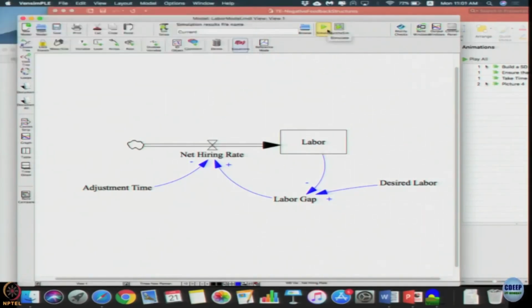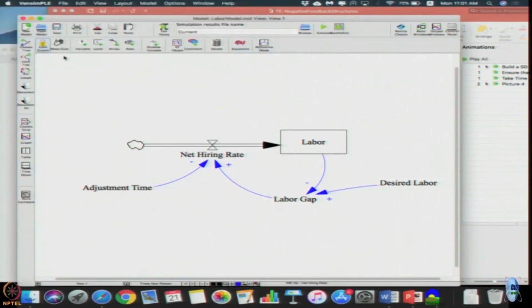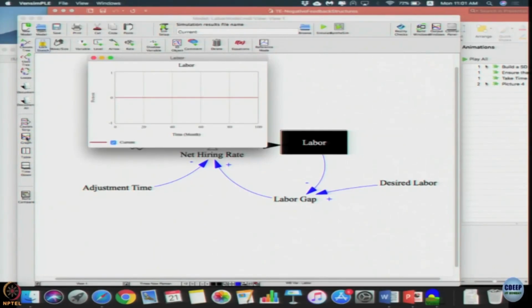So now let us click simulate. It will ask the data set already exists, do you want to override, just say yes. Simulation is already done. Now you can select any, say let us select labor, that is a stock, and if you click the graph on the left menu bar, this one which is being highlighted right now, 1, 2, 3, fourth one from the bottom, you will get a straight line, there is no change in it.